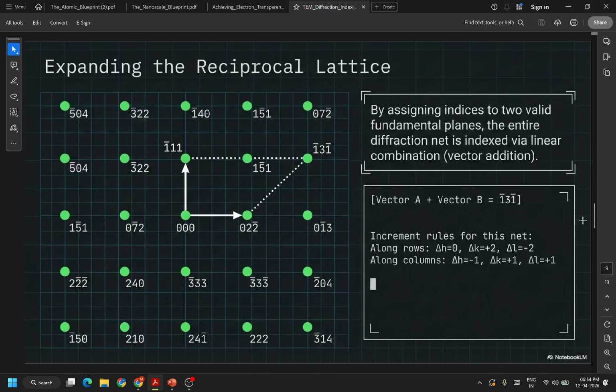So incremental rules for this net: along rows delta H is 0, delta K is plus 2, delta L is minus 2. And along columns delta H is minus 1, delta K is plus 1, delta L is plus 1. So that is for this particular zone axis. That is for this particular lattice symmetry.